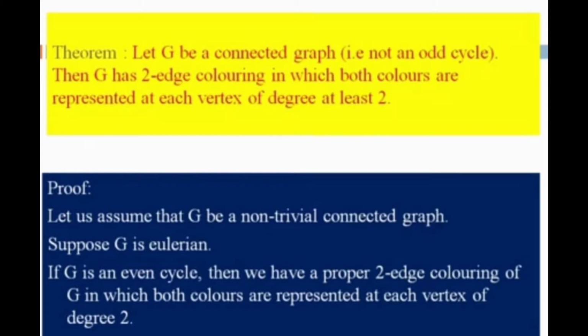First, the statement of the theorem is: let G be a connected graph. Then G has a two-edge coloring in which both colors are represented at each vertex of degree at least 2.